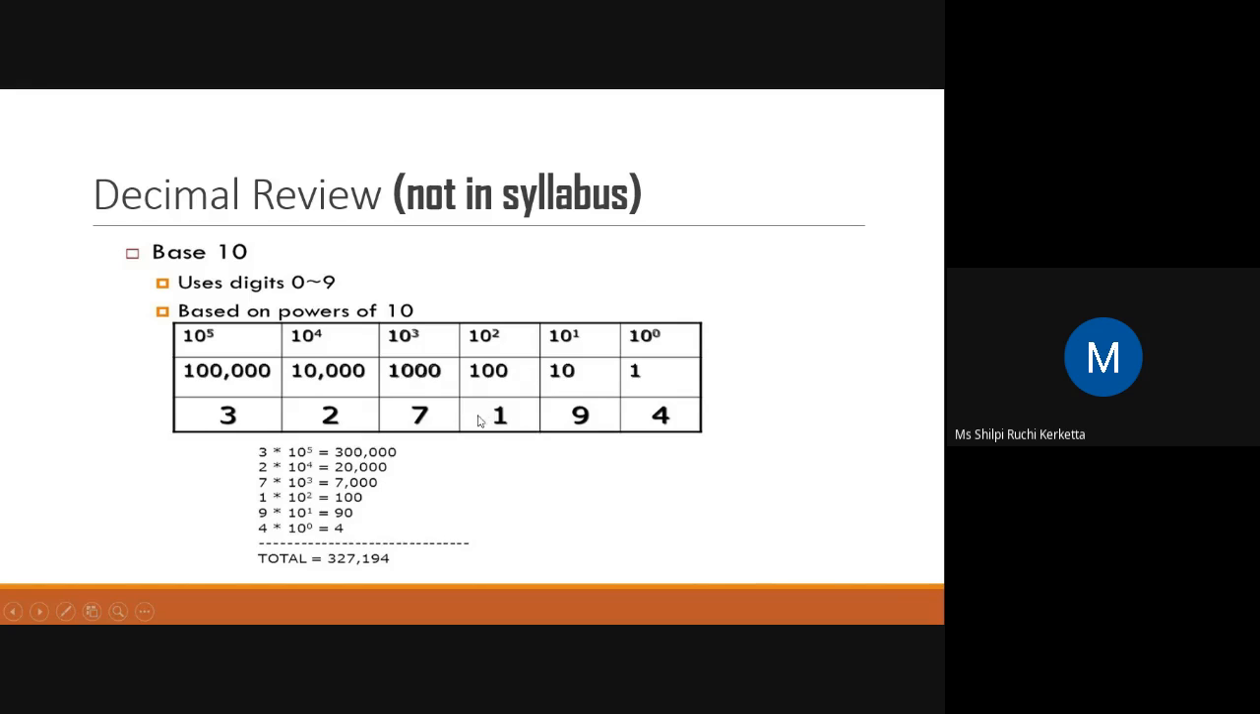Then for this one, we multiply 1 into 100, so we get 100. Then 7 into 1000, we get 7000. Then 2 into 10,000, so we get 20,000, and 3 into 1 lakh, so we get 3 lakh. Then we add all these numbers, and we get the number 3,27,194.